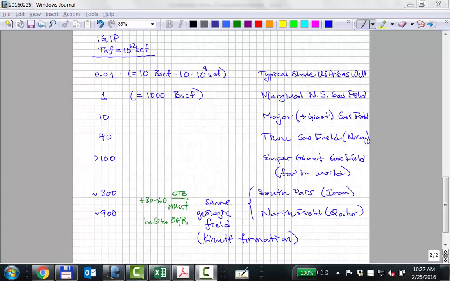10 would be considered a major, close to a giant gas field. Probably Ormen Lange, the Norwegian field, is around that number. Troll, the largest gas field in Norway, is about 40 TCF. And then we've got these really super giants or monster fields. There's one in Russia as well. I don't remember the name of it, but it's, I think, in the 200-300 TCF range.